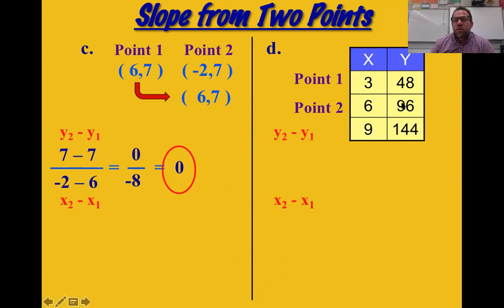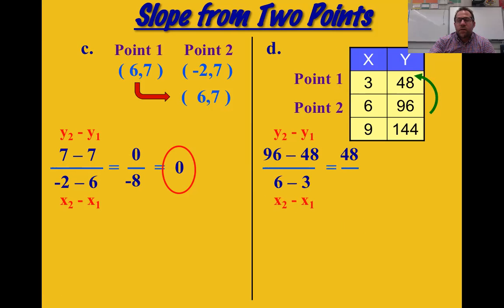And instead of going 48 minus 96, because then that would be a little harder, we're going to go the other direction. So we're going to go 96 minus 48 and 6 minus 3. So 96 minus 48, that comes out to 48, and 6 minus 3. We don't even want to use this one down here because we only need 2 points. This is point 2 and this is point 1. Okay, so 6 minus 3 and 96 minus 48. So 96 minus 48 is 48, and 6 minus 3 is 3.